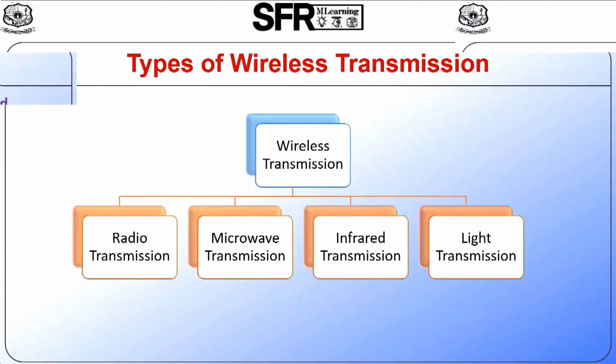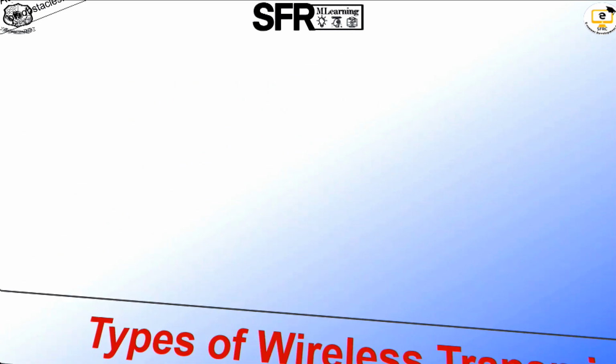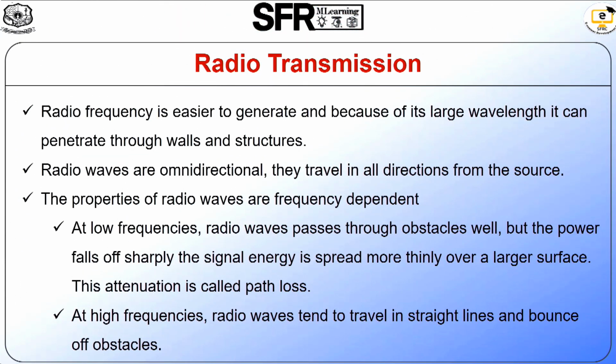Now look at the diagram which categorizes the types of wireless transmission. They are radio transmission, microwave transmission, infrared transmission and light transmission. Let us see one by one. First one is radio transmission. In radio transmissions, the radio frequency waves are easy to generate because they can travel long distances and can also penetrate buildings easily. So, they are widely used for communications both indoors and outdoors. Also, radio waves are omnidirectional, so they travel in all directions from the source.